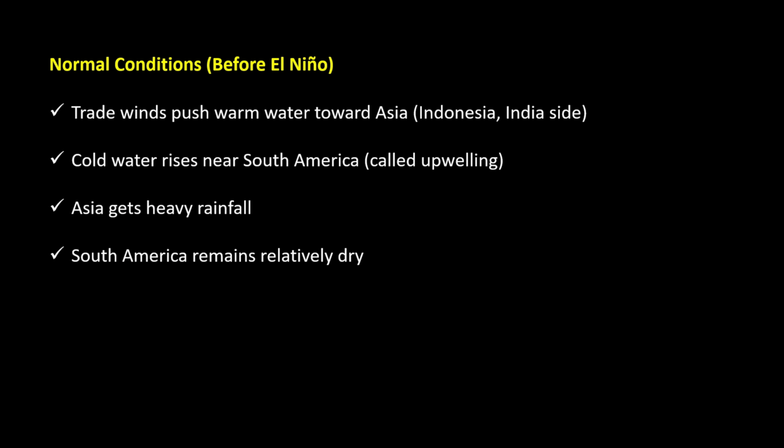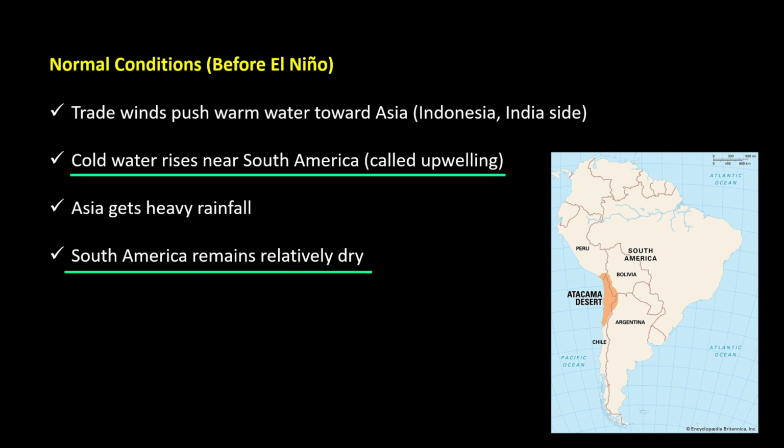This cold water is rich in nutrients and great for fish, but it is bad for rainfall because the cold water cools the air above it, and cool air is dense and heavy, so it does not rise easily. And because the cool air is not rising, clouds do not form properly. Therefore, rainfall becomes very low in the eastern side of the Pacific Ocean. That is why the atmosphere here becomes dry.